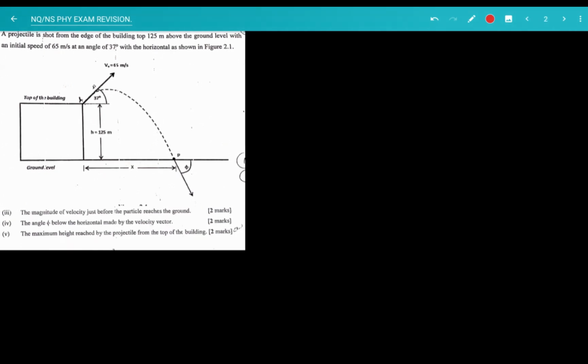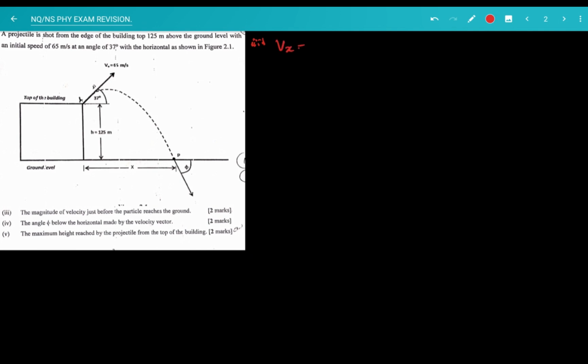Now let us determine the magnitude of the velocity just before the particle reaches the ground. So what is the size of the velocity of the particle just before it reaches the ground? Firstly, we determine its components. Let's start with that in the x.